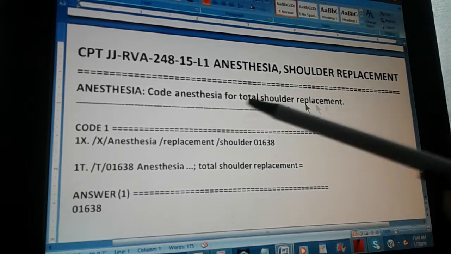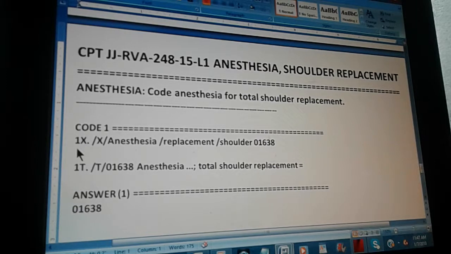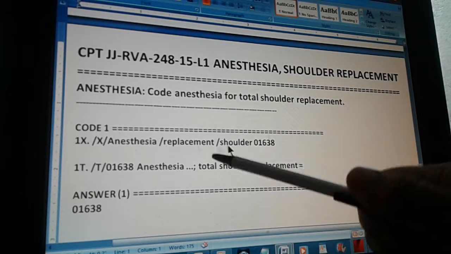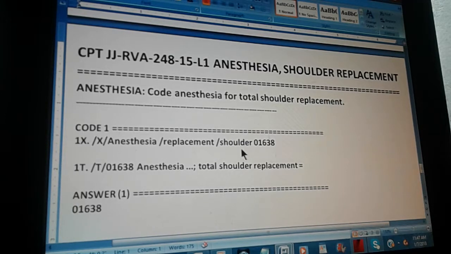There's only one code, and the code through the index is found like this. First, you go to the index. Then you go to anesthesia, and then you go to replacement. Remember the tip: don't go to shoulder first, but go to replacement here. After replacement, you go to shoulder, and then you get only 01638, which is just one code. This is very easy to check.